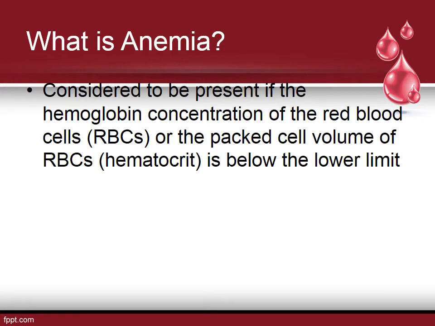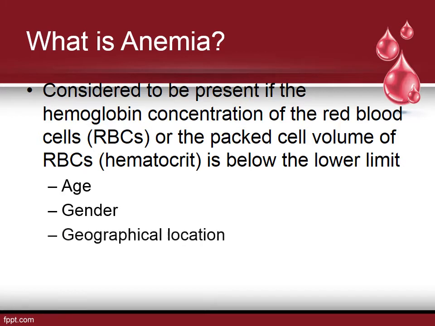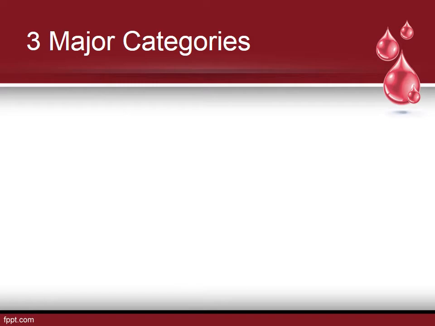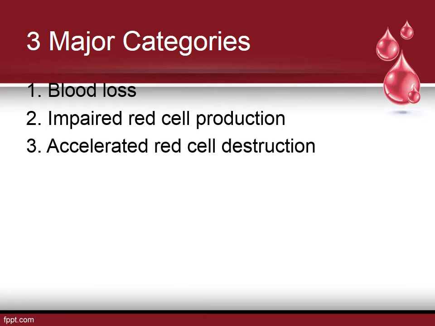Anemia is considered to be present if the hemoglobin concentration of the red blood cell or the packed cell volume of RBC is below the lower limit of, take note, the 95% reference interval for the individual's age, gender, and geographical location. The causes of anemia fall into three major pathophysiological categories: blood loss, impaired red cell production, and accelerated red cell destruction.